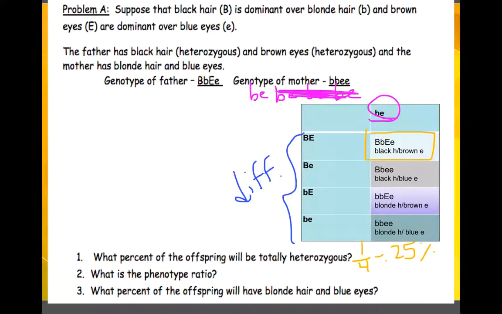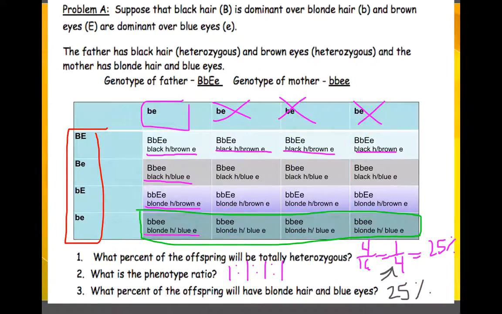So then going into this, what is the phenotypic ratio? Well, all 4 of them are different, so it is a 1 to 1 to 1 to 1. And then what percent of the offspring will have blonde hair and blue eyes? These are the only ones that are blonde hair and blue eyes, which is 1/4, which equals 25%. So again, you get the same answers, but you don't have to fill in as much of your table.